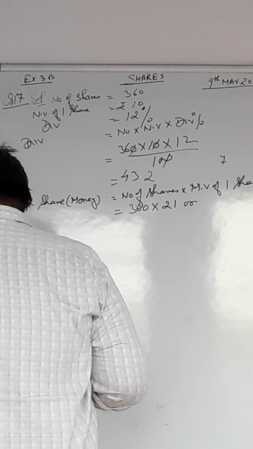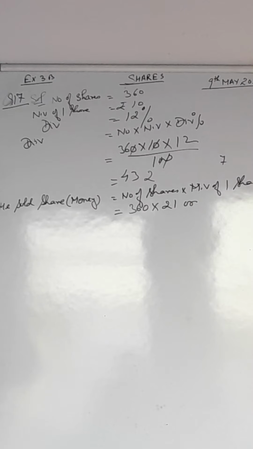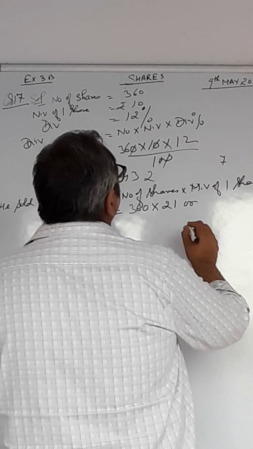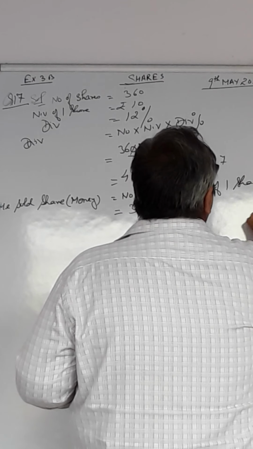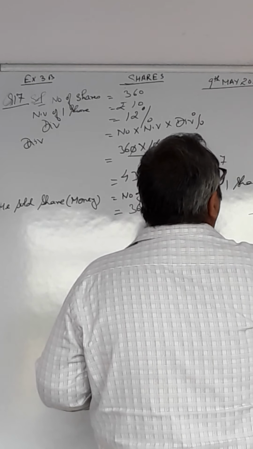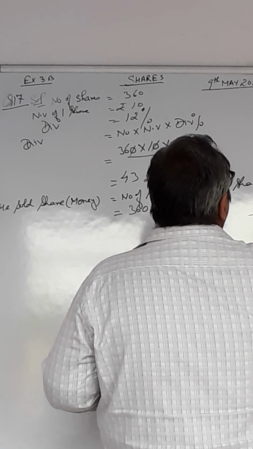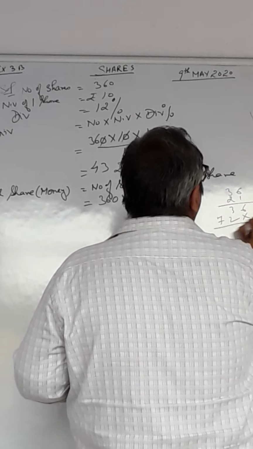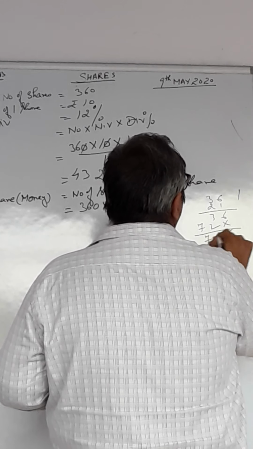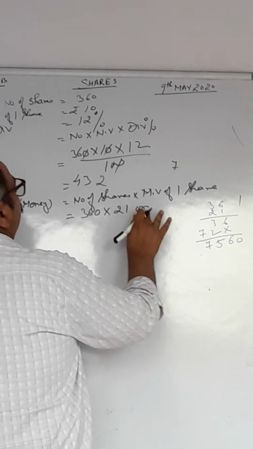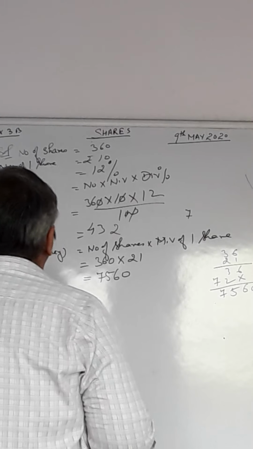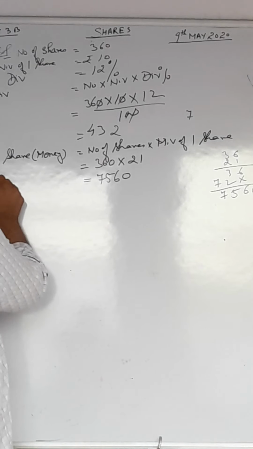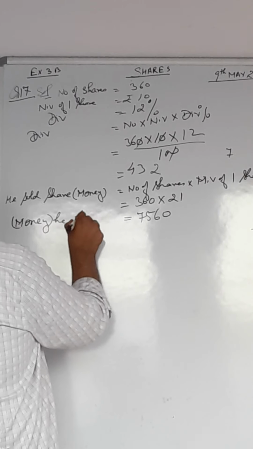Please check the multiplication. 36 into 21: 6, 3, 12, 1, 2, 3, 6, 7, 6, 5, 7, 5, 6, 0. 7560. This much money he had. Money he had in hand.